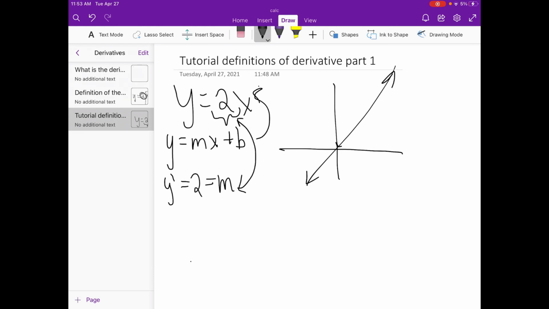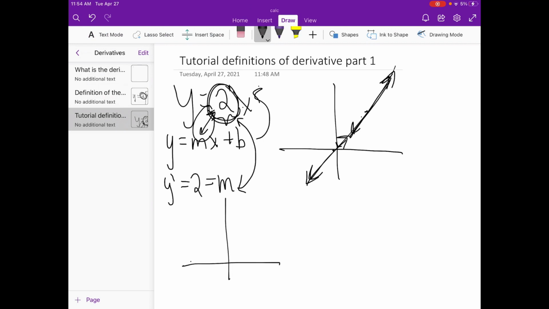Now, okay, so recall the tangent line to this linear line is just itself. If I pick a point here, the tangent line is just, well, the line itself. Pick a point here, same tangent line. So you just got the slope of the tangent line, which is just this. You took the derivative, you just got the slope of the line.